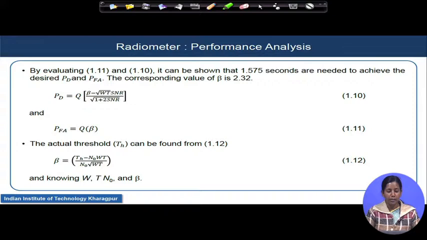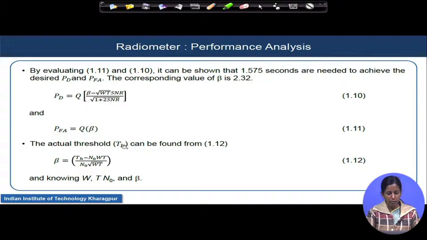If we substitute the given values in equations 1.10 and 1.11, we will see that the value is coming to 1.575 seconds, and the corresponding value of beta is coming to about 2.32.